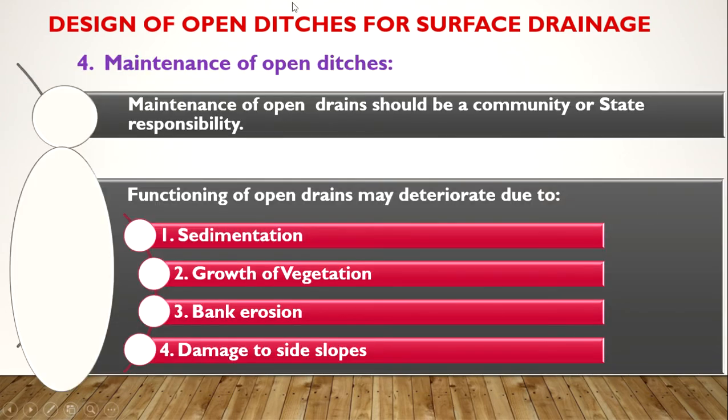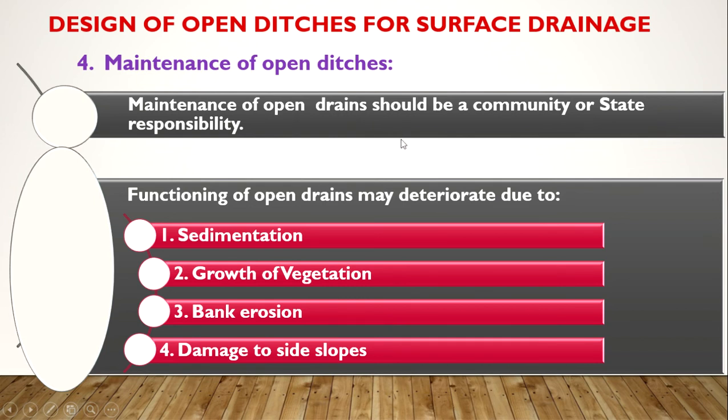And after constructing the drain, we will move on to the maintenance of the open ditches. The maintenance of open ditches is a community or a state responsibility because these open ditches are not constructed for a single field owned by a single owner. A single open ditch can cross many fields owned by different owners. So it is a community responsibility or a state responsibility to maintain these ditches.